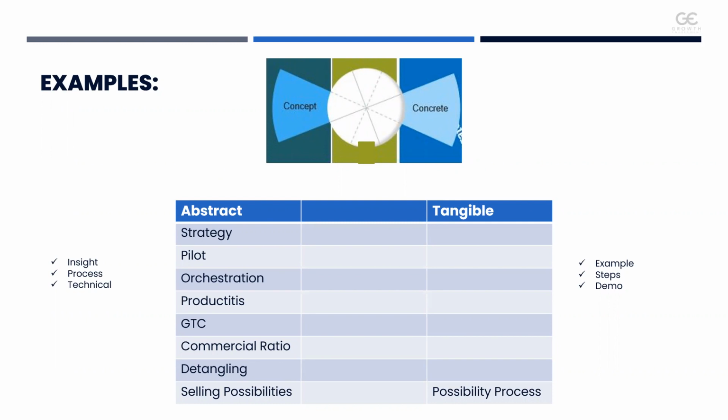Is strategy tangible or abstract? The idea of a pilot, the pilot versus limited run versus scale. Is that abstract or tangible? Orchestration, is it abstract or tangible? Productitis, abstract or tangible? Grow to customer, commercial ratio, detangling, selling possibilities. And I was hard pressed to list something as tangible. And I'm not trying to be negative. I'm just saying, what I was curious about was, well, why is that?